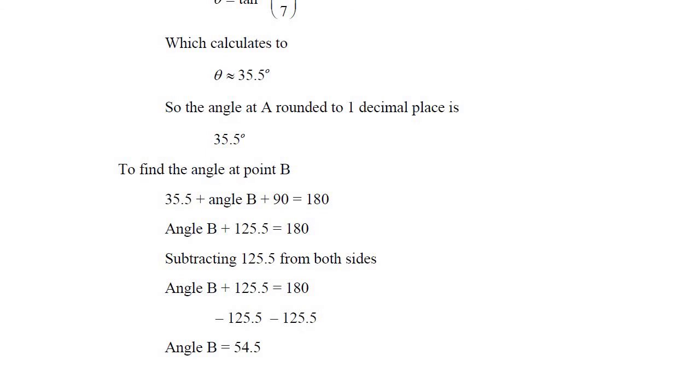So we had two sides. We were able to use two sides to find the third side. We were able to use those same two sides to find one of the angles, and once we had that angle with the right angle, we were able to find the third angle.